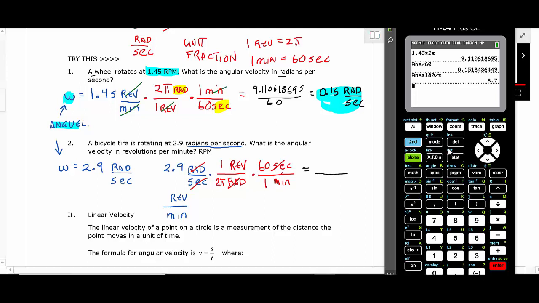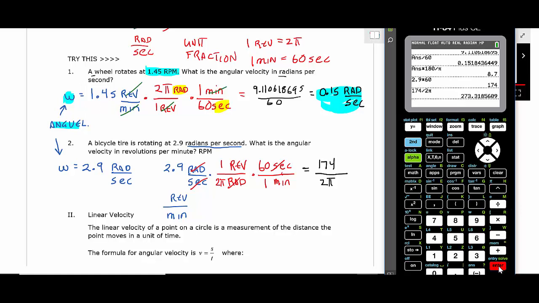Now, this is something you've got to be really careful about. If I go 2.9 times 60, just as a rule of thumb, that's going to be 174, and then divide by 2 pi. Now, let me do something that I see students do a lot. If I go 174 divided by 2 times pi, that is not the correct way to put that in the calculator. That's totally wrong. You need to make a note of that.